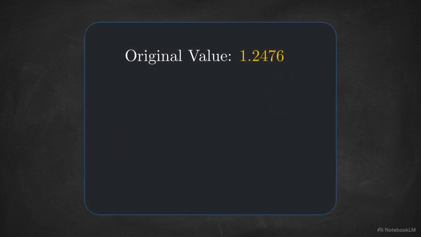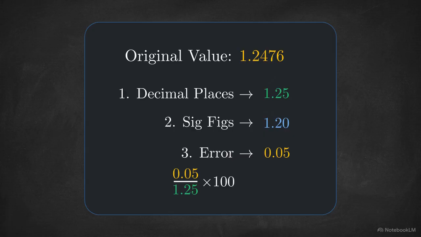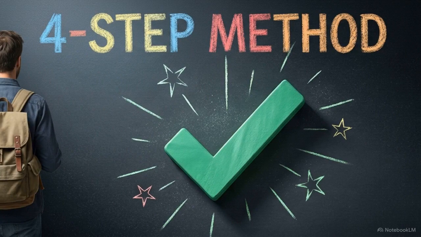Step 1. Isolate the correct instruction. 1.2476 to two decimal places is 1.25. Step 2. Find the wrong value. To two significant figures, it is 1.20. Step 3. Calculate the difference to get an error of 0.05. Step 4. Divide the error by the correct value and multiply by 100, which gives 4%. Follow this exact 4-step method every time, and you will easily solve any percentage error variation WAEC throws at you.